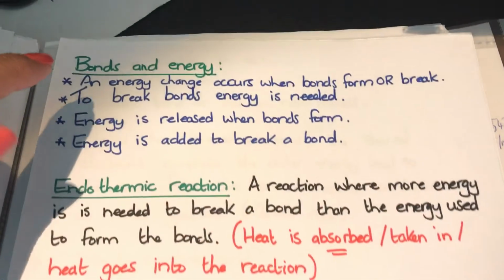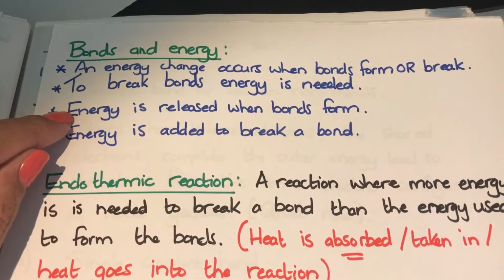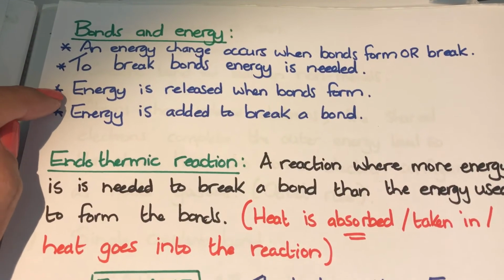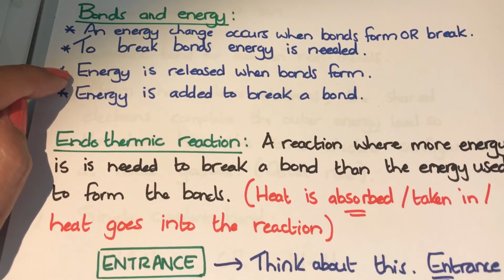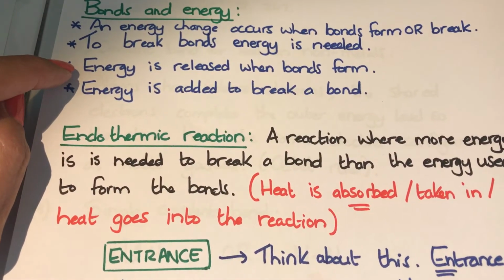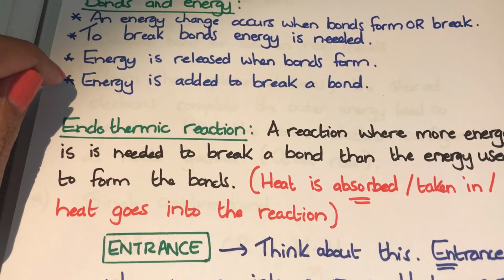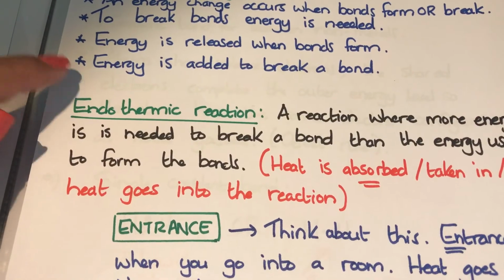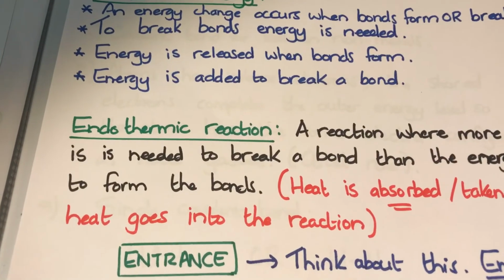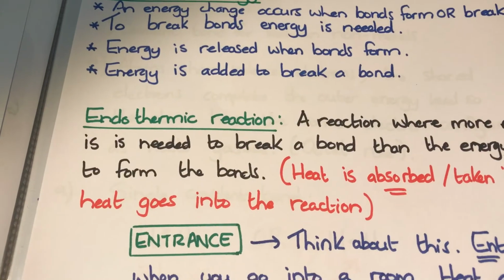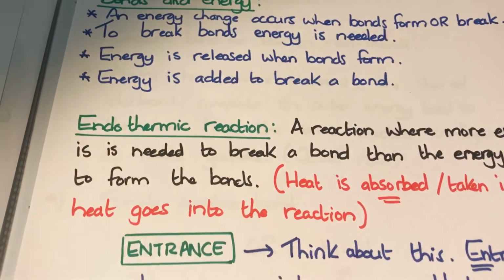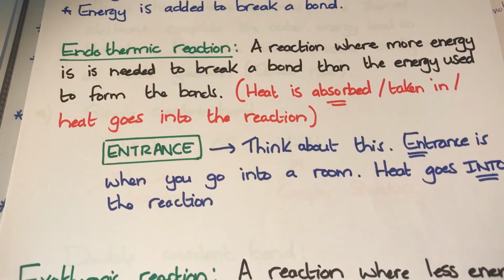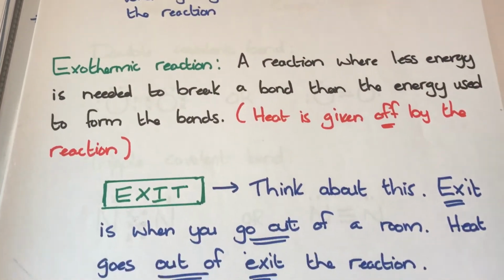Now, if you go back to this, we said that to break bonds, energy is needed. Energy is released when bonds form. Now that means if you take two elements and you combine them together, heat is going to be given off, exothermic. Energy is added to break bonds. It means if you take a substance like, say, mercury oxide, and you want to break it up into mercury and oxygen again, then you are going to have to add energy to help them to break up. So you need to understand what is an endothermic reaction and what is an exothermic reaction.